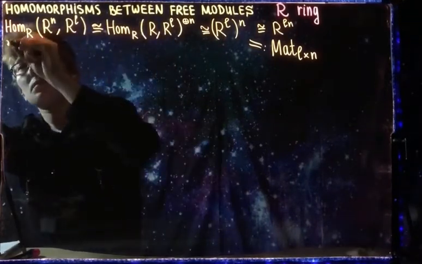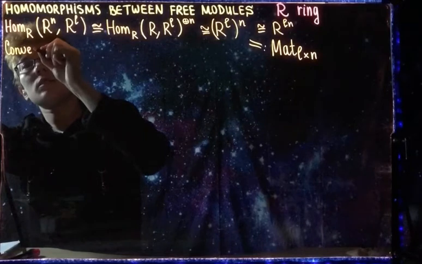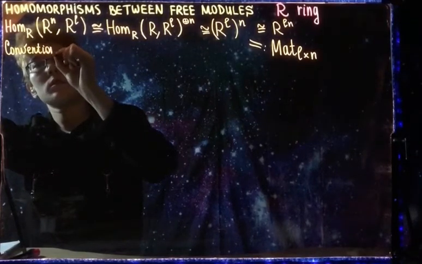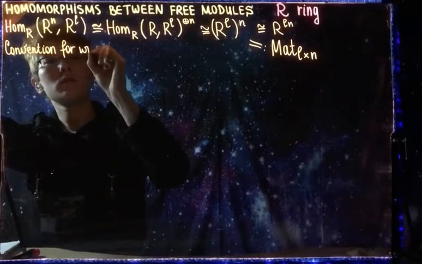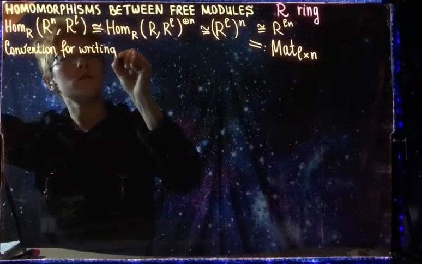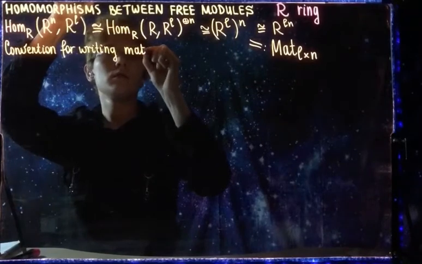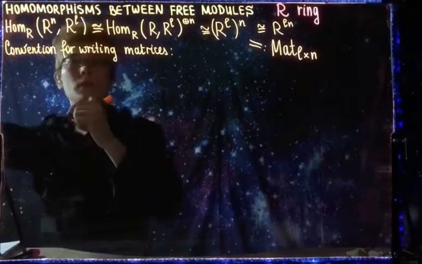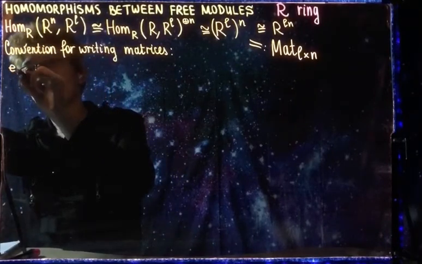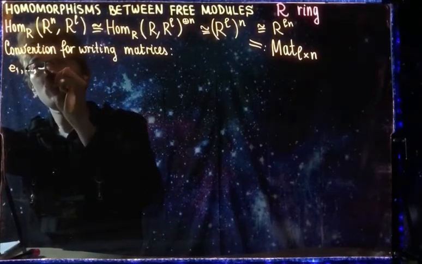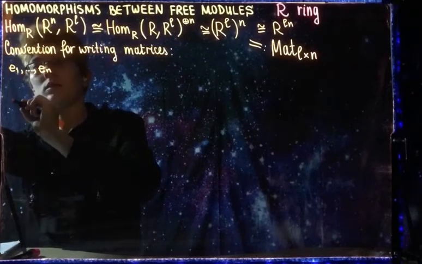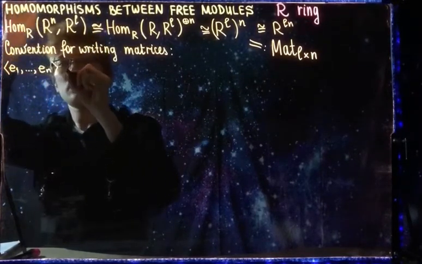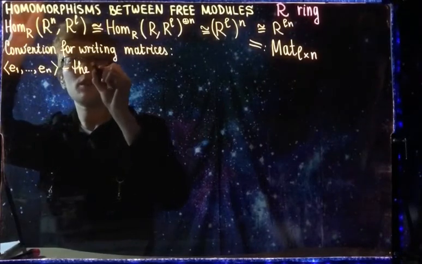So the convention for writing matrices is taken from linear algebra. Let's say that e_1 through e_n is the standard basis for R^n.